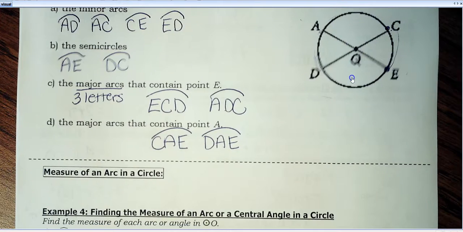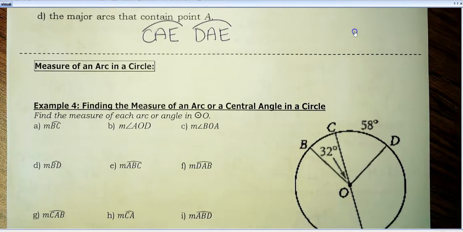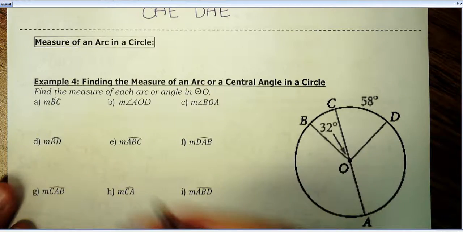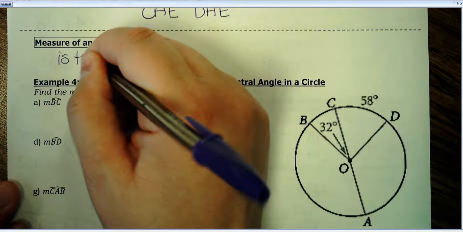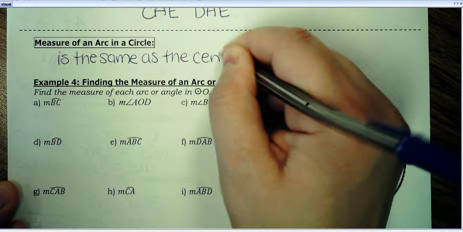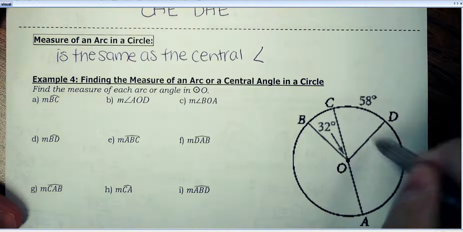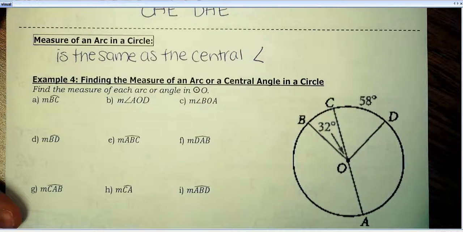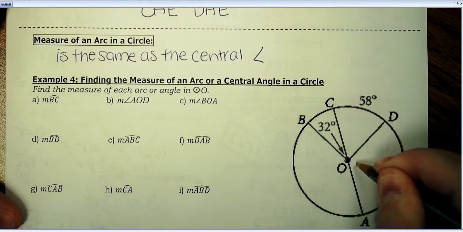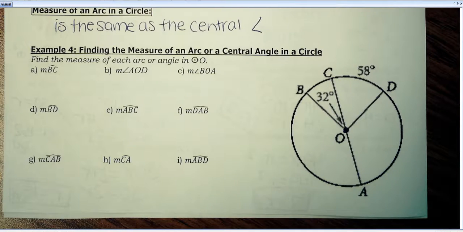Okay, and then lastly, I mentioned this at the top, the measure of an arc in a circle actually is the same as the central angle. Now there's different ways to find arc measures, but we're going to start out here, and it matches the central angle measure. So if I go completely around 360 degrees, that's a full circle. If I'm coming from the center of the circle, that's true, and if I'm coming around the outside, that's true.